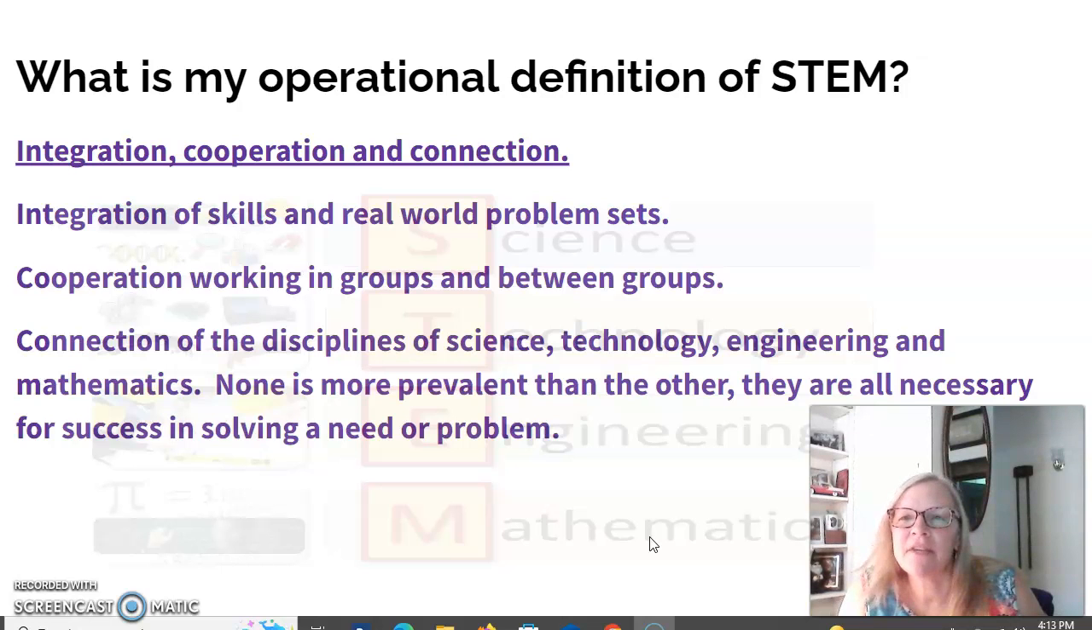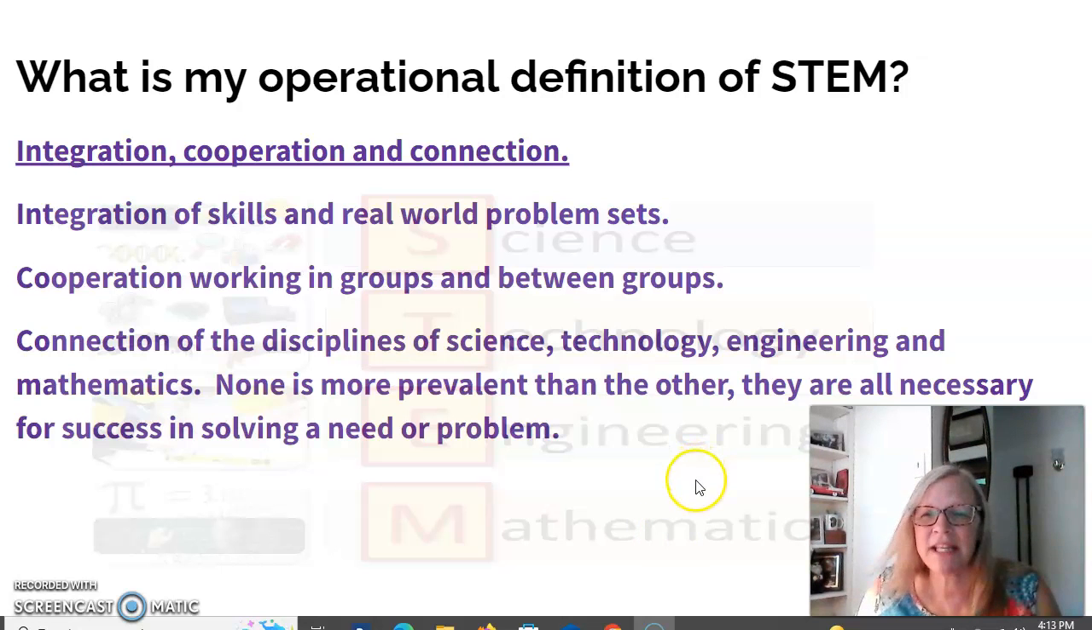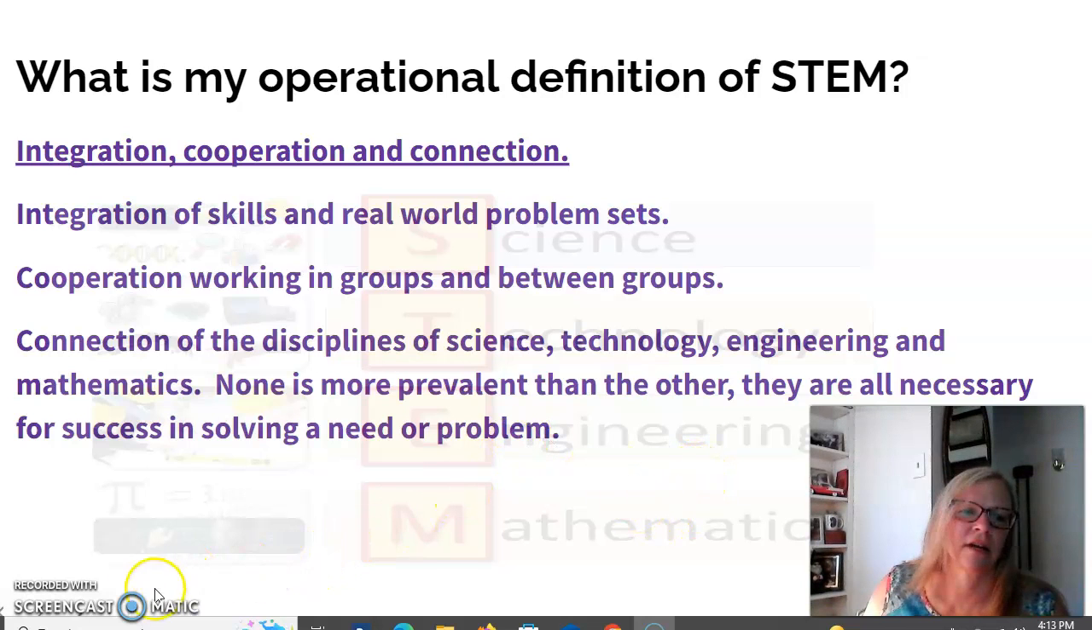My operational definition of STEM is integration, cooperation, and connection. Integration of skills and the real-world problem set. Cooperation and connection are kind of connected. Sorry, didn't mean that as a pun, but it came out that way. So cooperation is working in groups and also agreeing to disagree. Connection is just the idea of what STEM is about: the connection between science, technology, engineering, and mathematics. And none is more prevalent than the other. They are just all necessary.